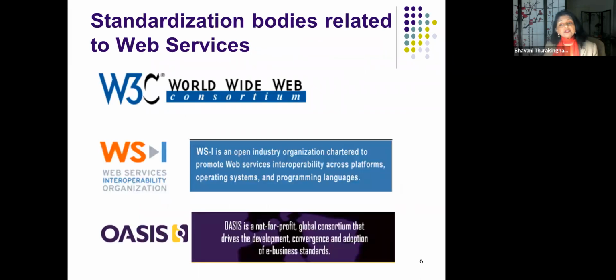Okay, standards bodies related to web services, and again, these are the early standards bodies. Of course, the World Wide Web Consortium, W3C, and they came up with XML and a number of other standards. And OASIS is a nonprofit global consortium. It drives the development of standards also, and they have done a lot of work on security for the standards. And I'll talk about two of them. WS-I is the Web Services Interoperability Organization. It's an open industry organization chartered to promote web services interoperability across platforms, operating systems, and programming languages.